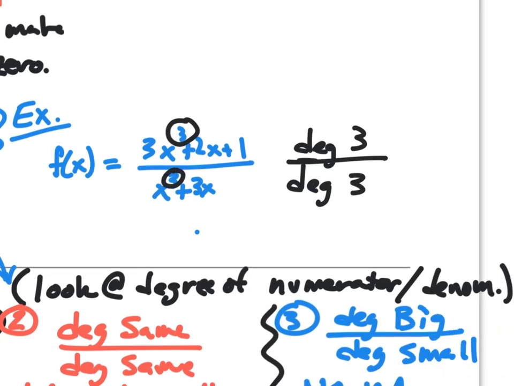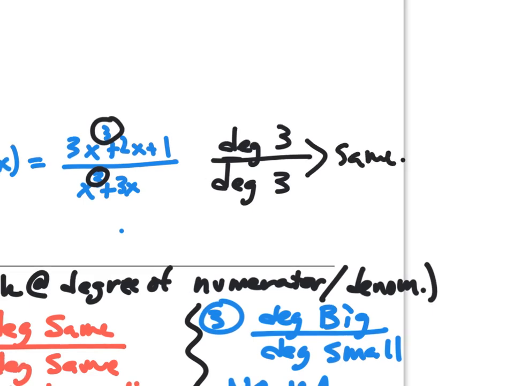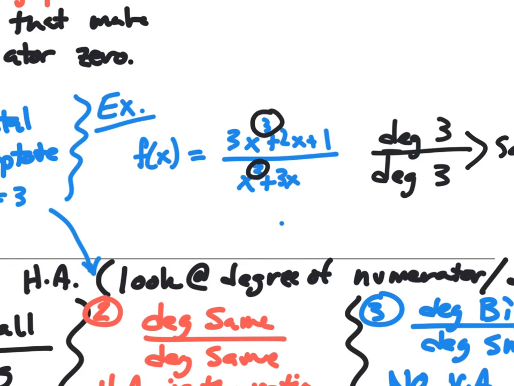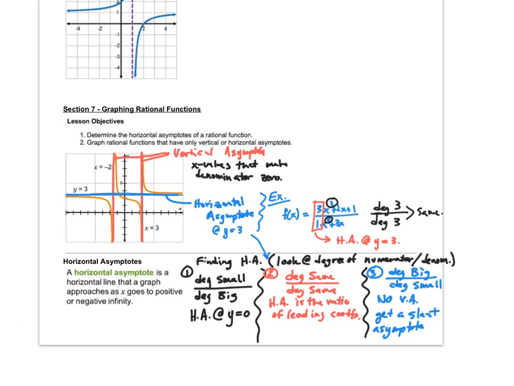Because these two are the same, we take the ratio of leading coefficients. The coefficient in front of my x cubed here is a 1. So I look at the 3 over 1, and this gives me my horizontal asymptote at the line y equals 3. That's just an example of how we get those. All right, let's take a look at the next page.